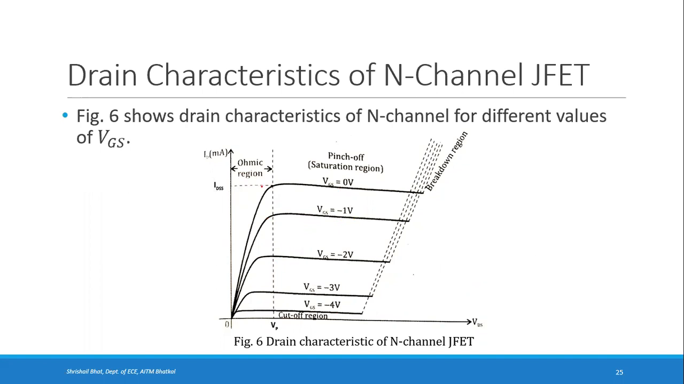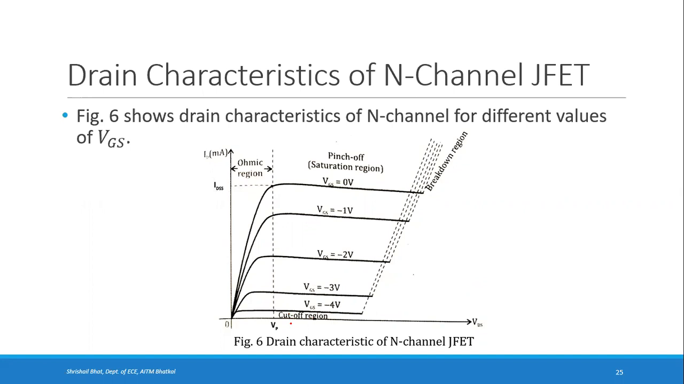This is the ohmic region. This is the pinch off region, or you also call it the active region. There is another name, pinch off region or saturation region, because the current becomes constant. We also call it saturation region, and this is the breakdown region. The region below, when the current is 0, is called the cutoff region.